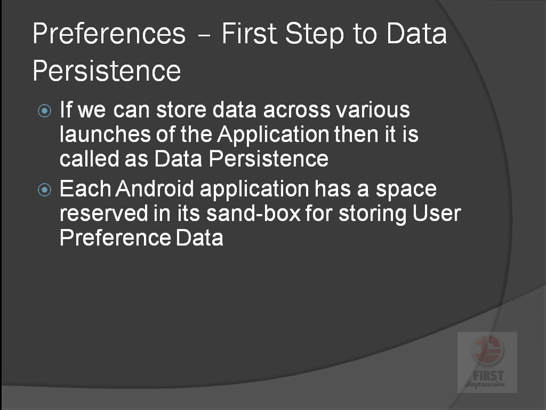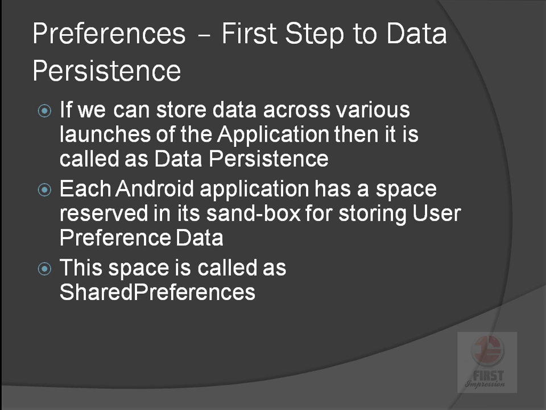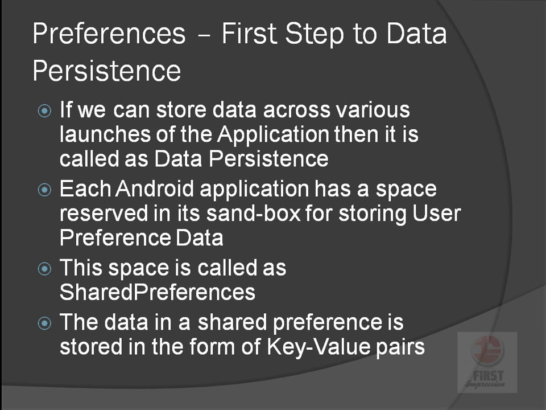Each application of Android has a space reserved inside its memory called a sandbox. Each application has a different sandbox. Inside this sandbox you can store data for that application, and that application data is nothing but the user preference, and this space is called shared preferences. Again, the data present inside shared preferences is in the form of key value pairs. So if you want to store three values, you have to have three keys. For example, in the music player application, you will have keys of volume, current track, and current position, and they will have separate values.